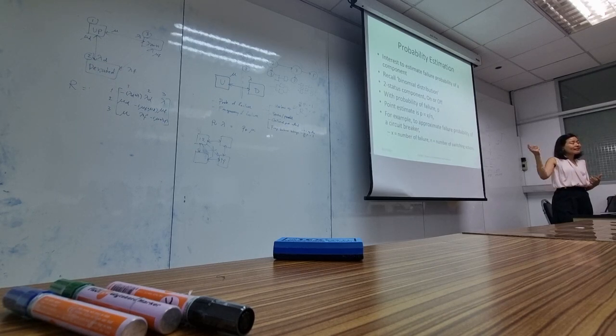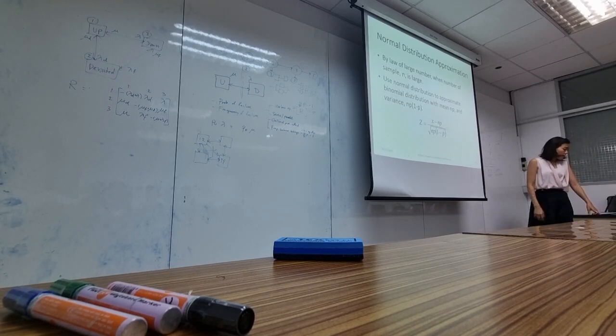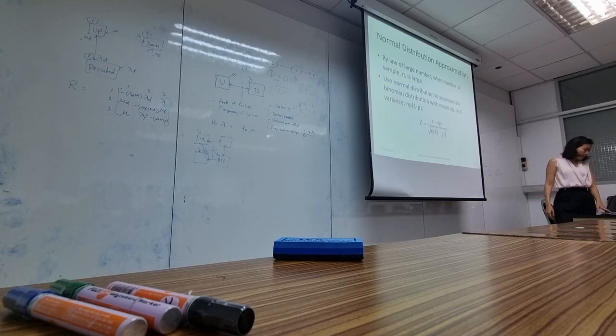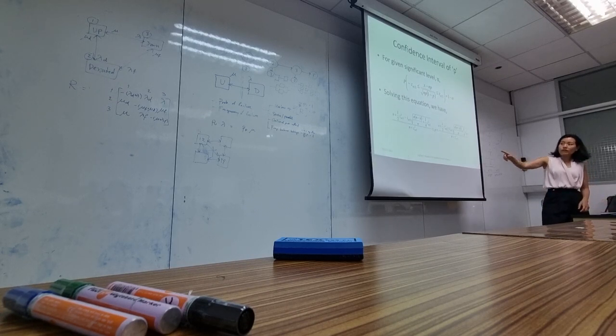But in reality, in this network, you don't know your true value. So the motivation is how long of a simulation you should use in order to stop. By the law of large numbers, when the sample is large, the normal distribution can be used to approximate this kind of binomial, and you can find the confidence interval of this P as well.